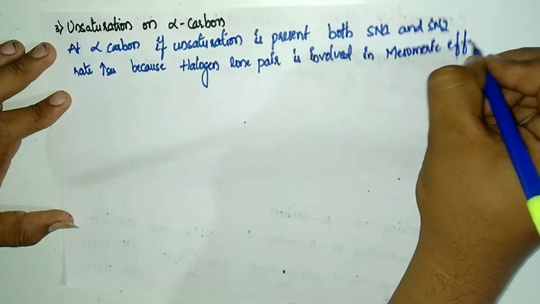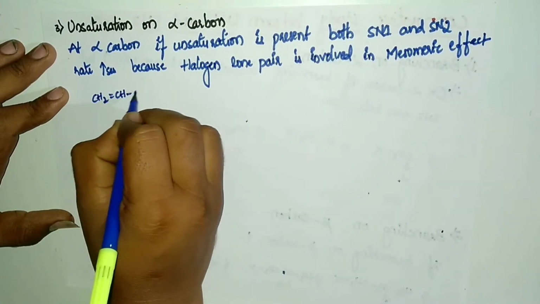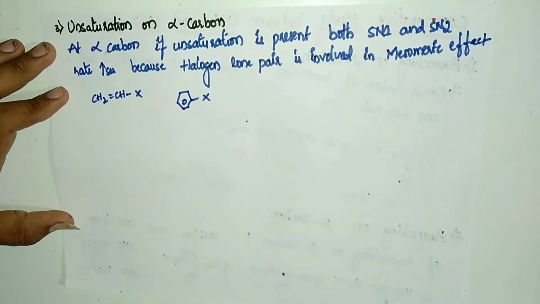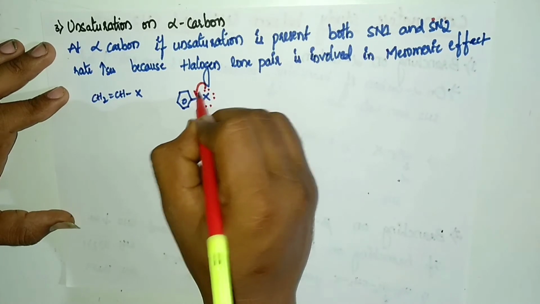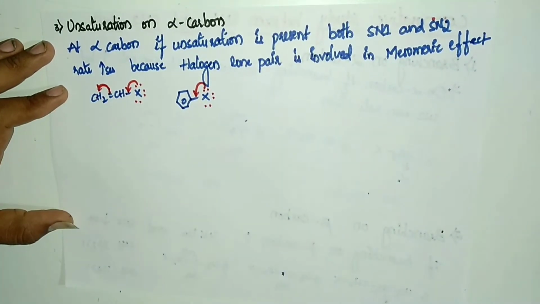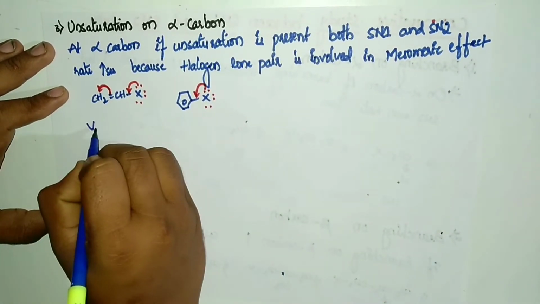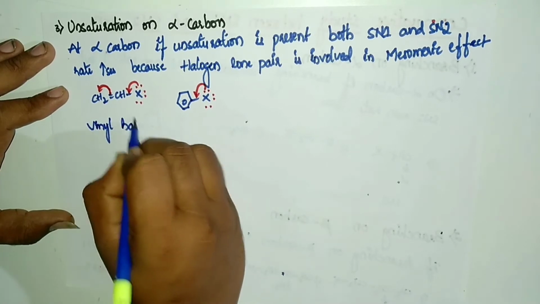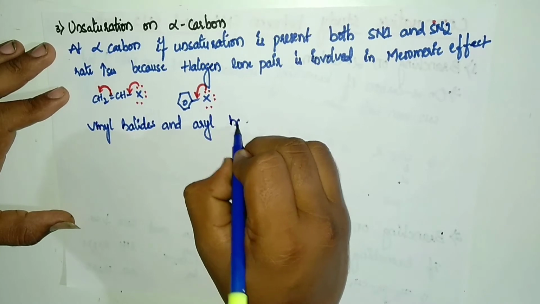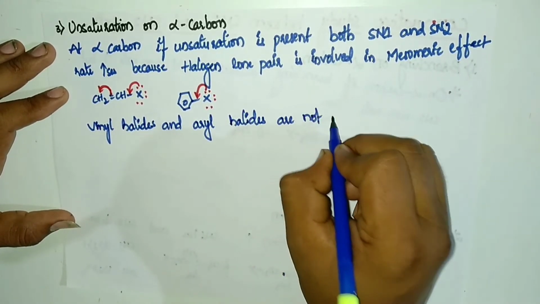And here I will write 2 examples. In these, halogen lone pairs are involved in delocalization with phenyl and with double bonds. And a very important point in this is that vinyl halides and aryl halides are not involved in nucleophilic substitution reactions.